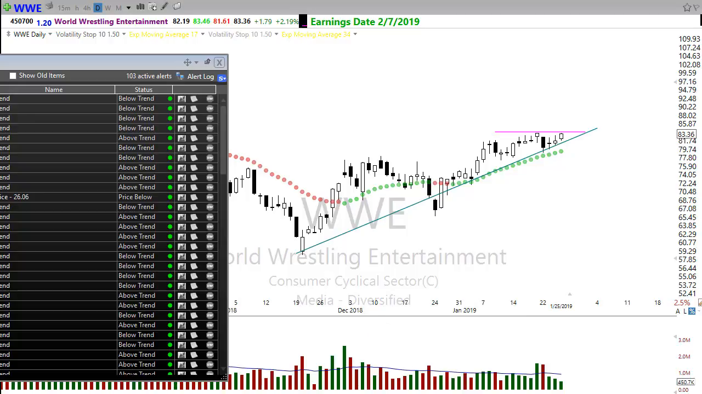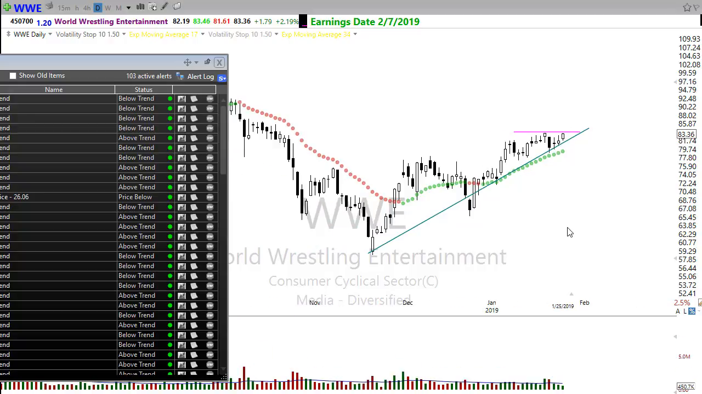Move up, pulls back to the trend. Moves up, consolidates over the trend. Moves up, consolidates over to the trend. You guys see the pattern here? It's setting up for a potential entry into the trade. I don't do a lot of buying on Friday, DC.